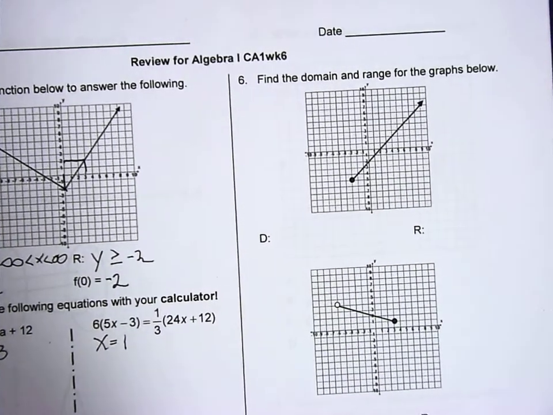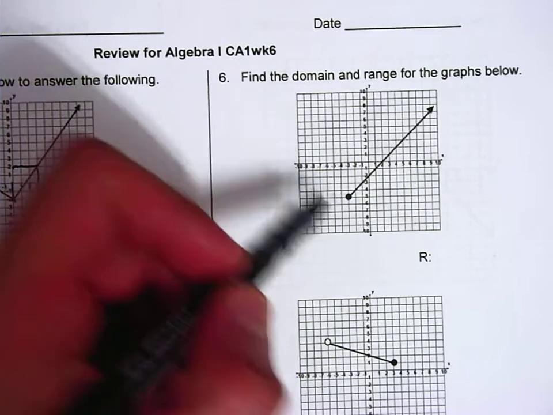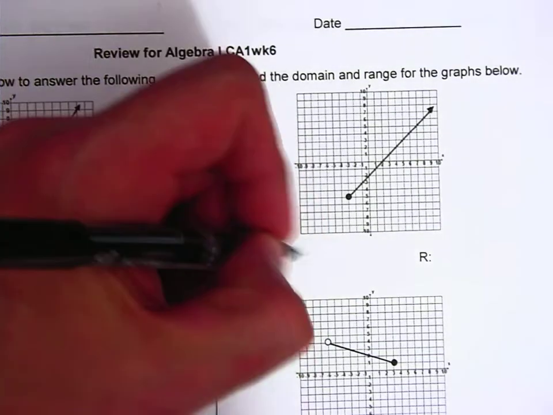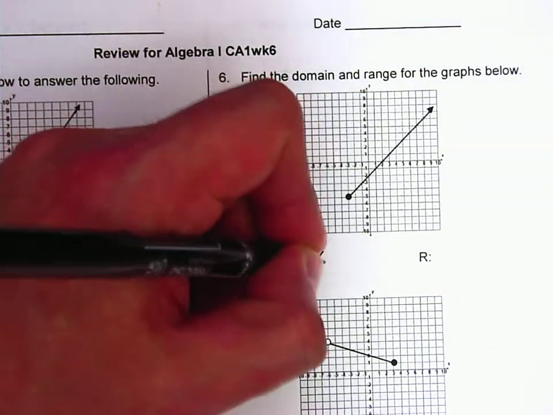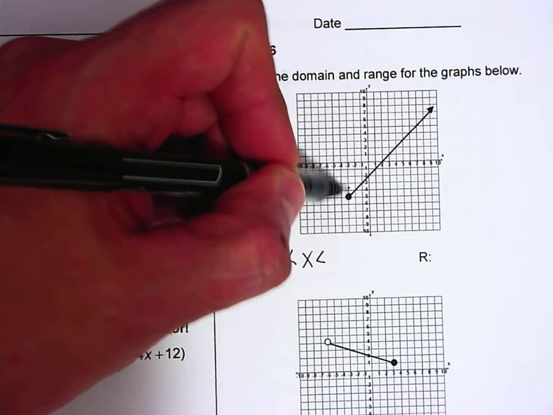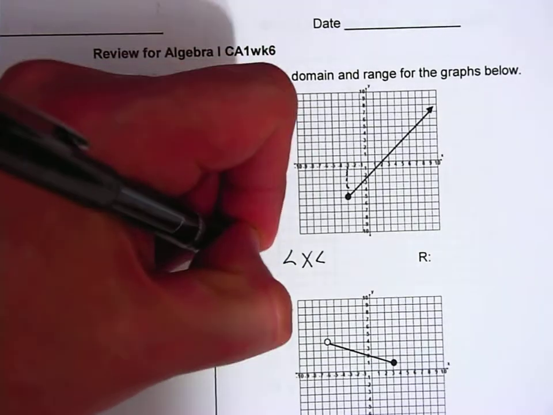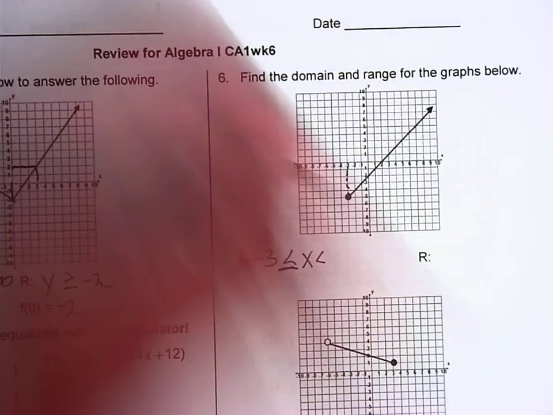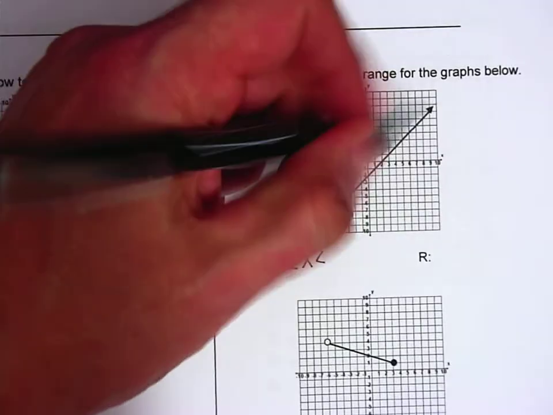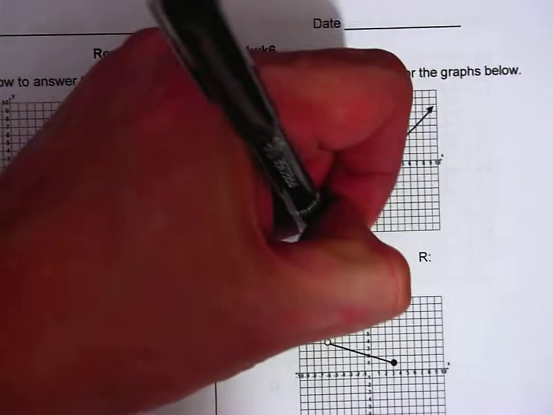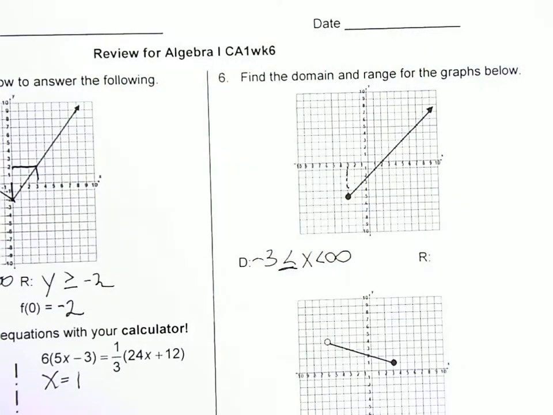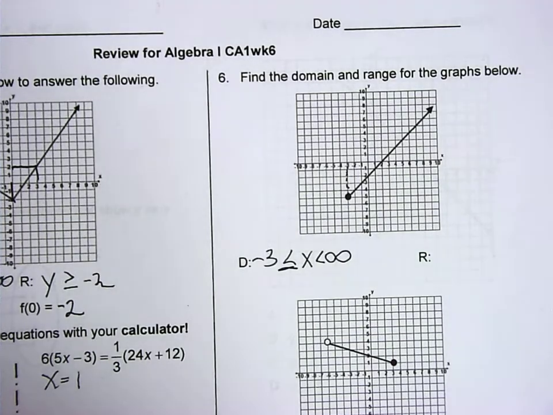So for number 6, domain, which is the width of the graph, we have a starting point. So we're talking about x. It's actually equal to, or lines up with, negative 3. And since it's a solid dot, it's equal to. But it goes infinitely to the right, so that would just be positive infinity there with no equal sign because you don't ever reach infinity.